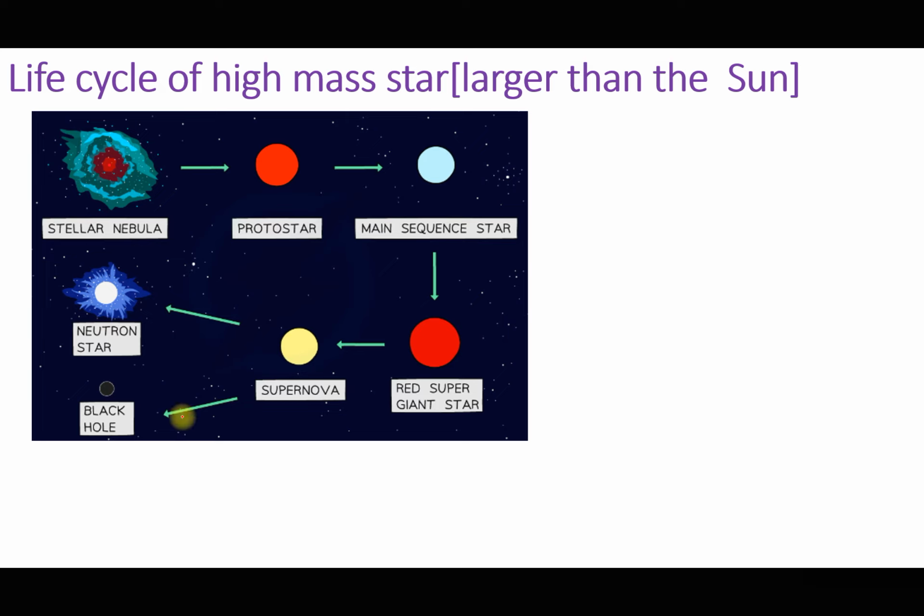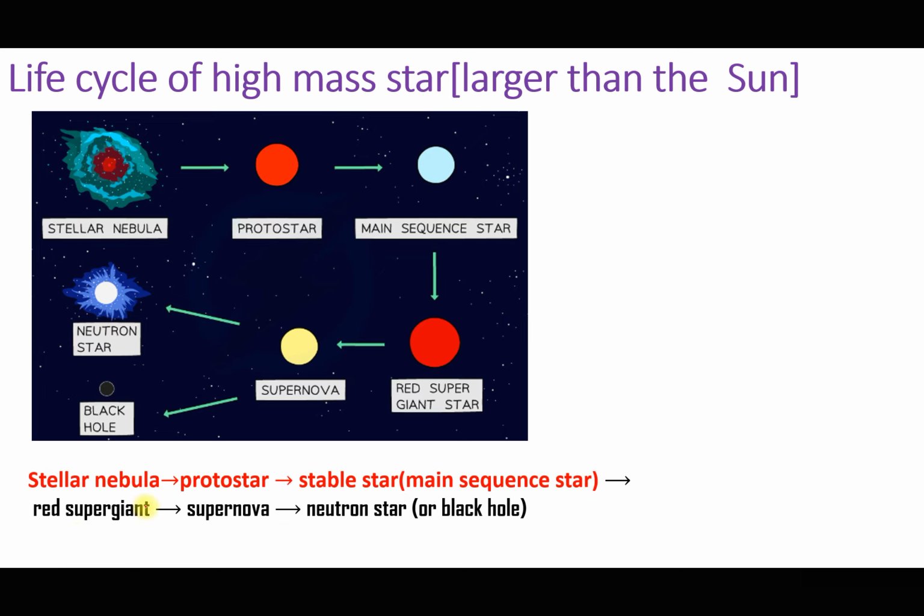Remember, for the other one, we had a white dwarf and a black dwarf. Here it becomes either a neutron star or a black hole, as we shall see. So the stages are very simple: stellar nebula, protostar, stable star. It becomes a red supergiant, a supernova, then a neutron star or a black hole, depending on the conditions which are available.